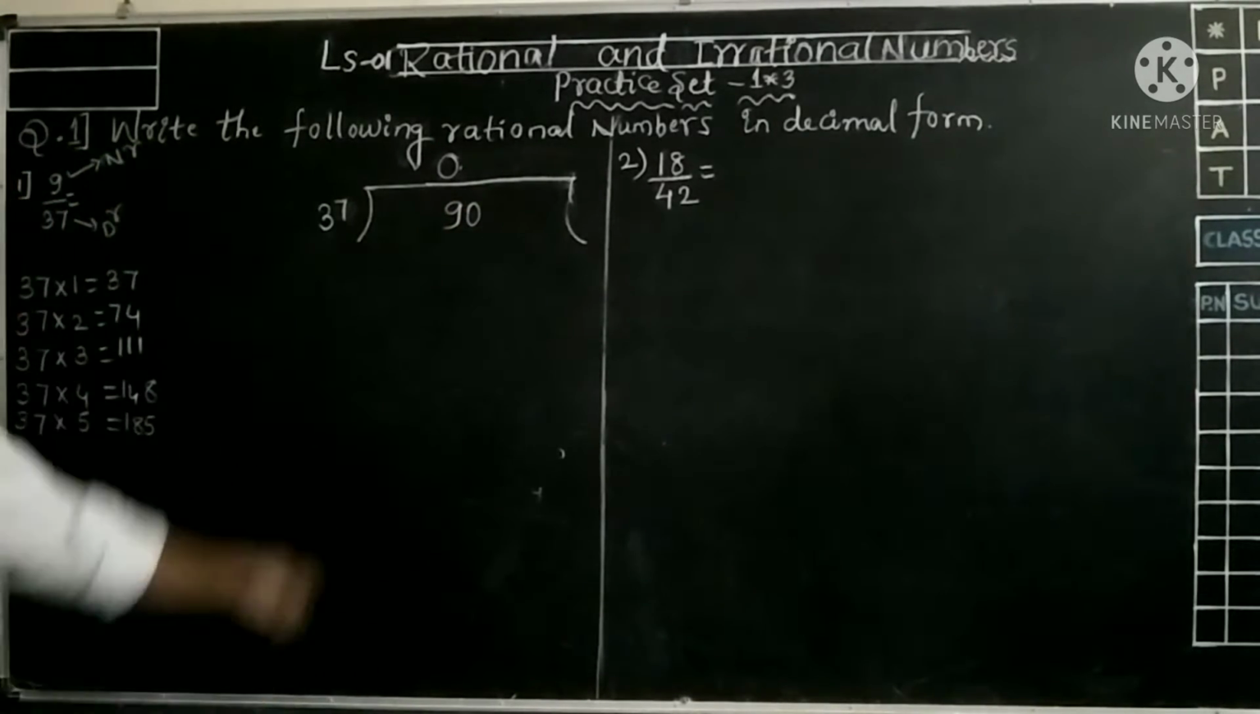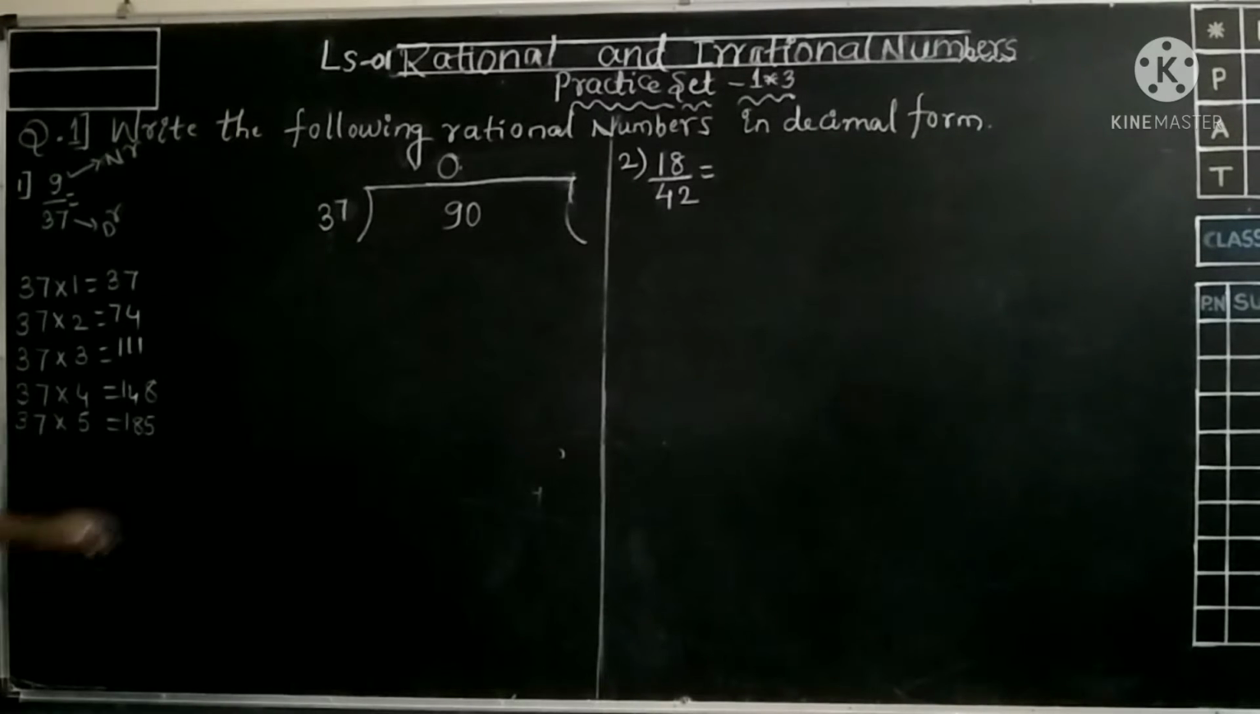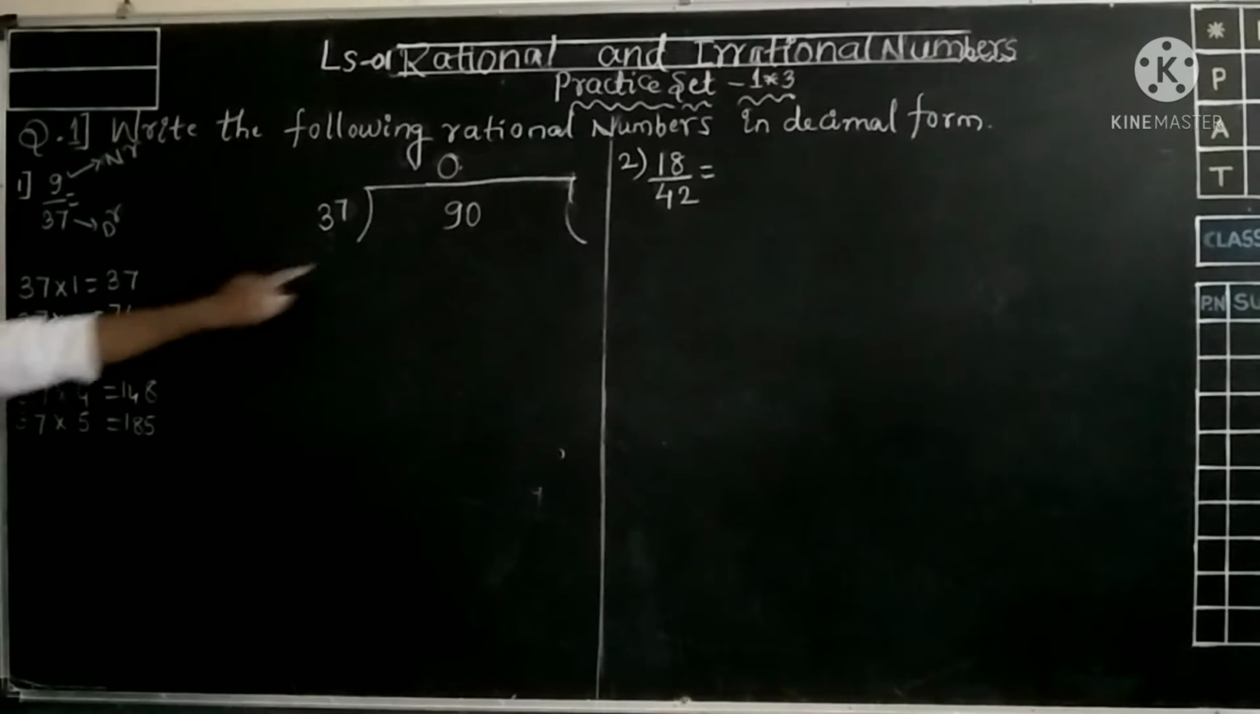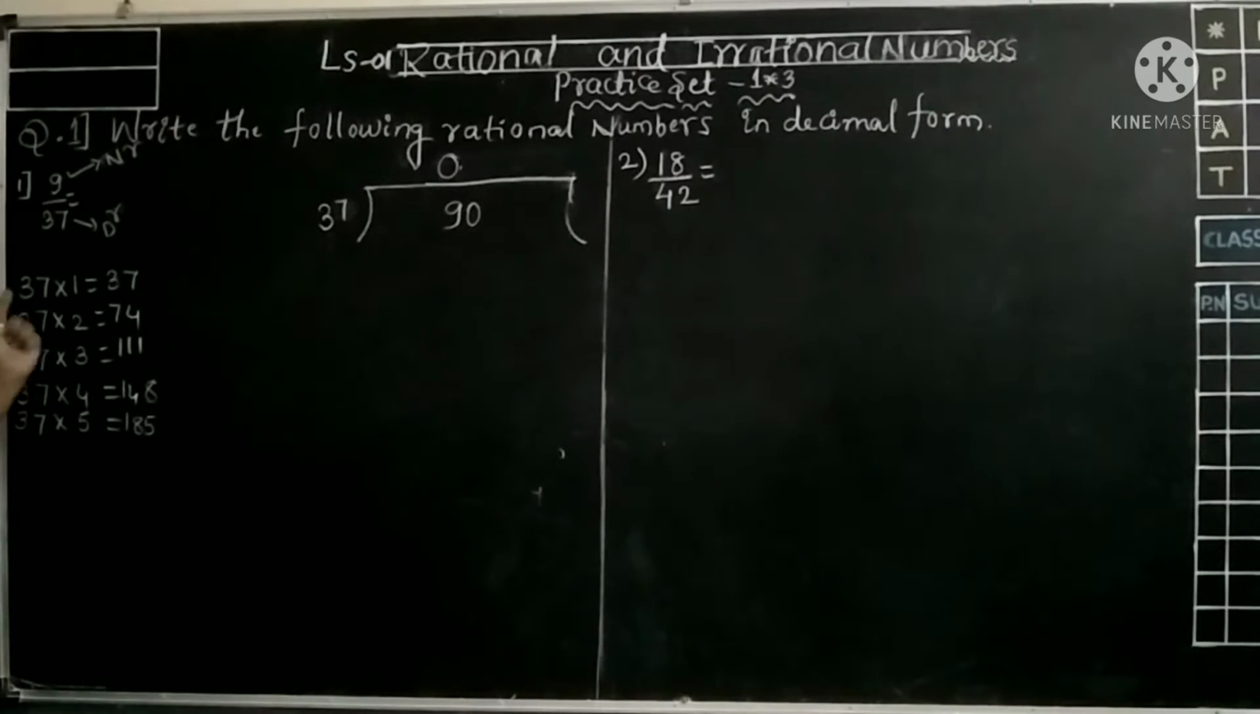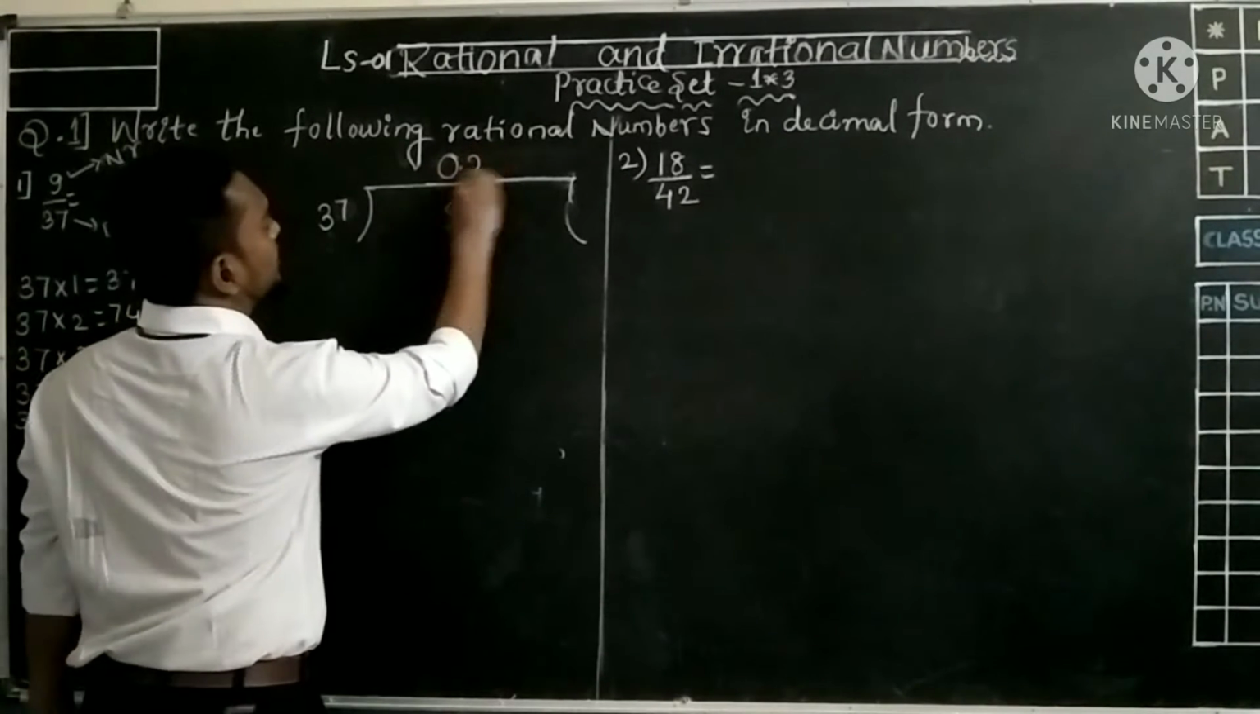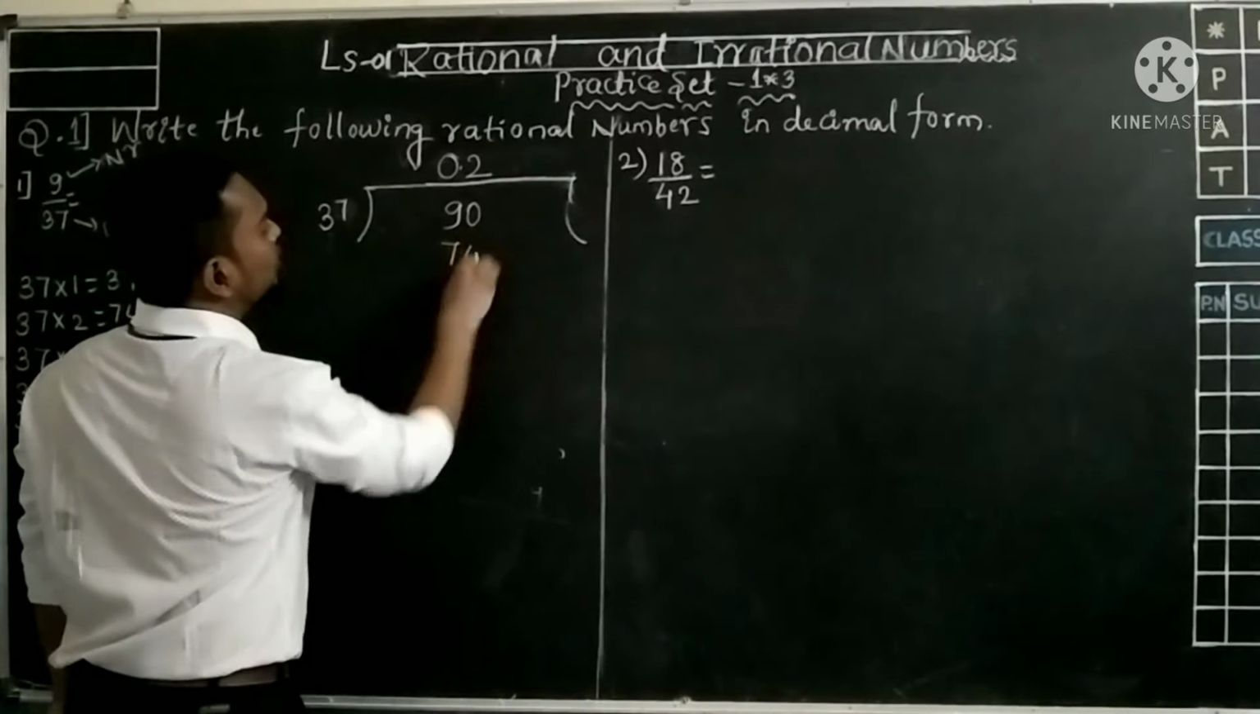In 37's table, 90 is not there. 37 1s are 37, 37 2s are 74, 37 3s are 111. Therefore, now we will take 37 2s are 74.